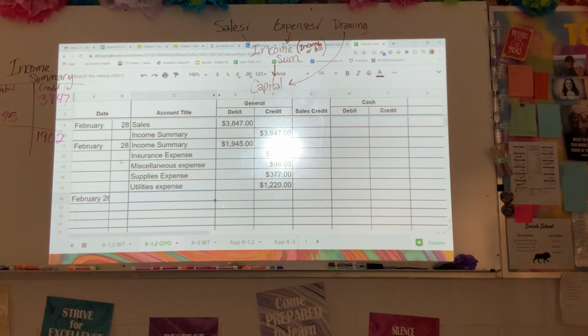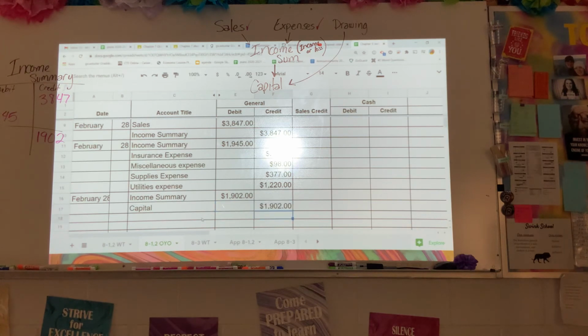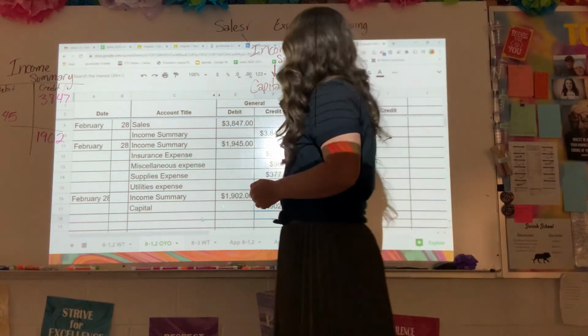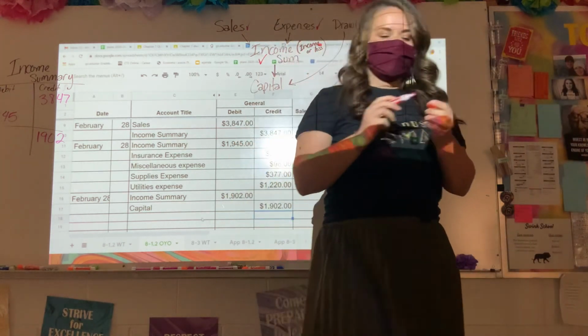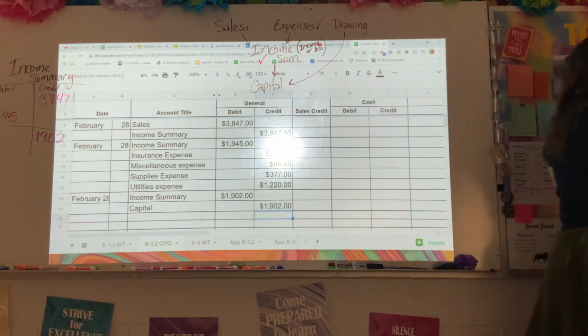Okay, so income summary, going to debit 1,902. What's my credit? Not the amount, but which account am I going to credit to get rid of income summary? Capital. Capital, good. For the same amount, right? Okay, so now let's check back to our funnel. We have income summary cleared out. What's the next one that we need to clear out?